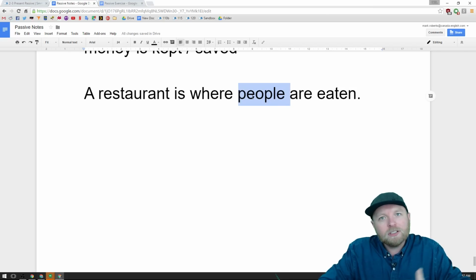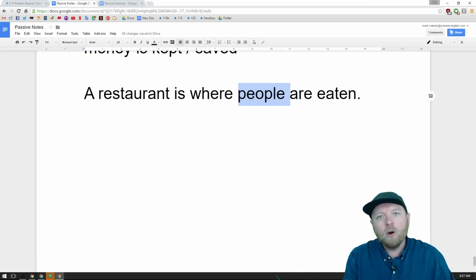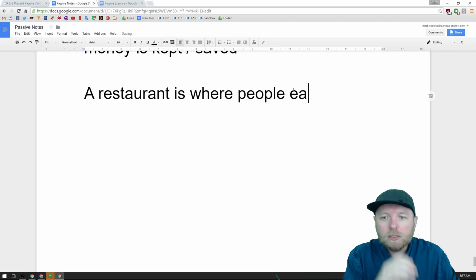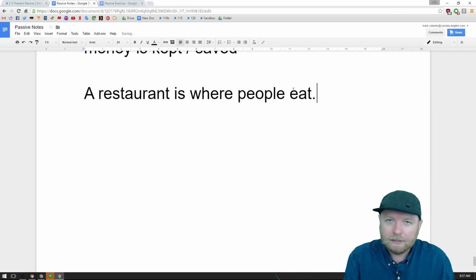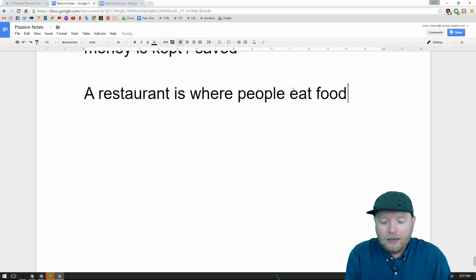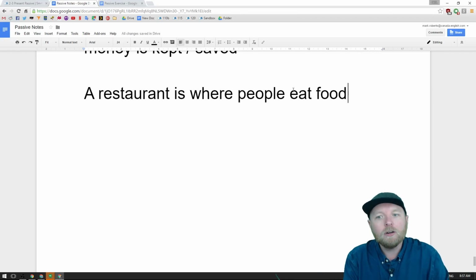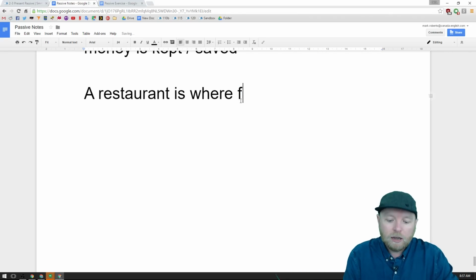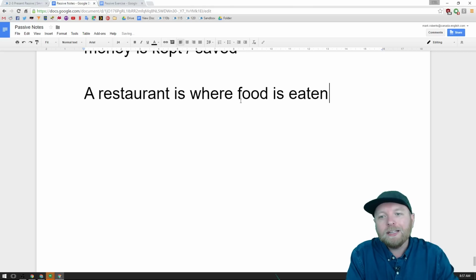So remember, if you're talking about the doer, don't use passive. This is the problem students have. People eat, right? People eat what? They eat food. If you want to start with the receiver, food, use passive. Food is eaten. Understand what I mean?